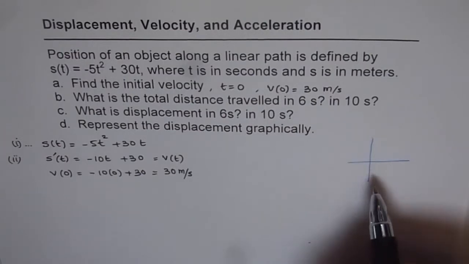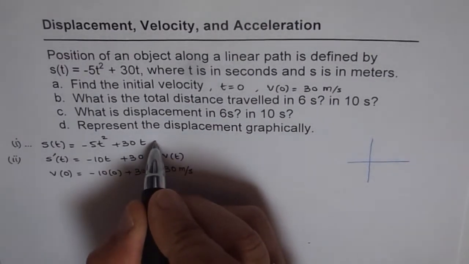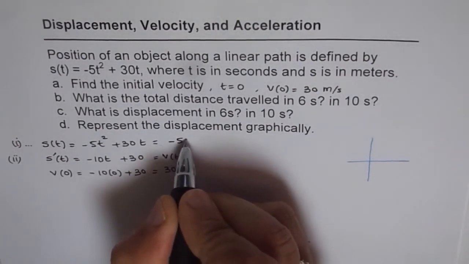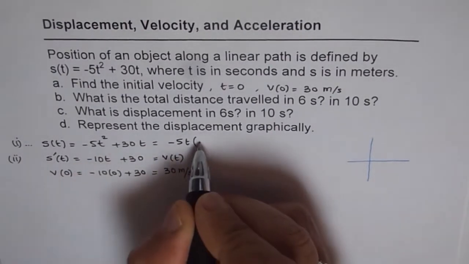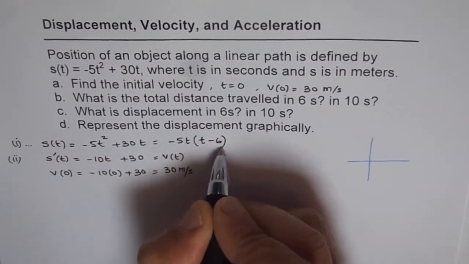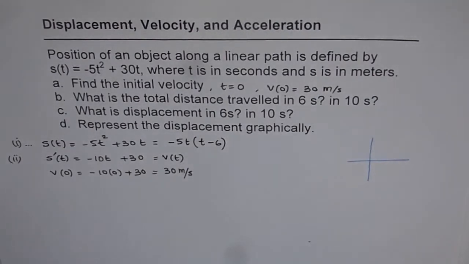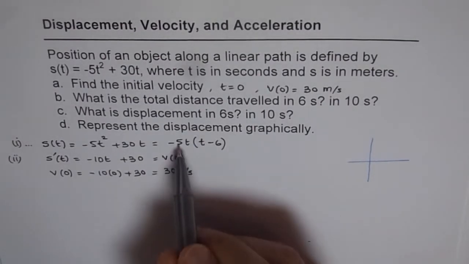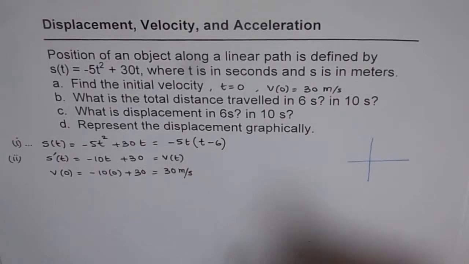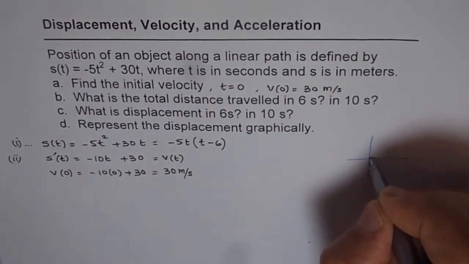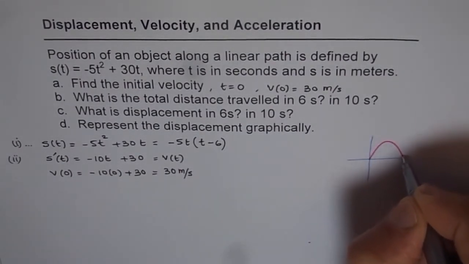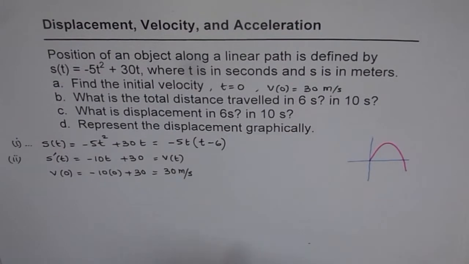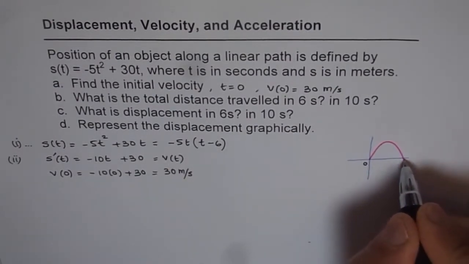So here to draw the graph of displacement, it's a good idea to write this equation in factored form. So what I can do is factor this and write this as minus 5t as a common factor between these two, getting t minus 6 as the other factor. Now t minus 6 indicates that we have a 0 at t equals 6, and 5t indicates a 0 at 0 itself. So we have a graph kind of like this, and it's an upside down parabola, and it goes like this, correct? Now here, as seen from the equation, this is 0 and this point is 6.